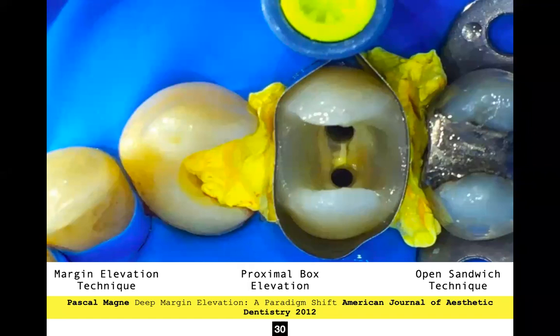I'm going to tell you quickly. It's also known as margin elevation technique. It's known as proximal box elevation, also known as open sandwich technique. You can find this in an article of 2012. Okay, it is only that old. It is basically employed in cases of subgingival margins.